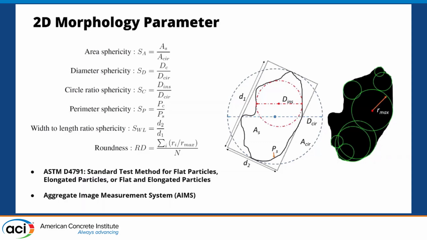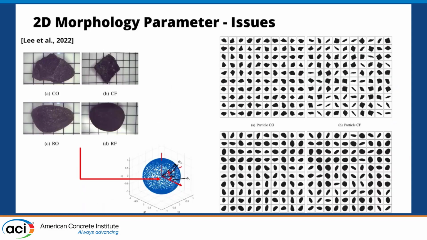But actually, ASTM D4791 provides a method to measure the elongation of the aggregates by experiment, so that doesn't really use digital image processing. But nowadays, digital image processing is much advanced. The so-called AIMS is one of the popular ways to characterize the shape. That is a very good method. However, we found a little bit of an issue.